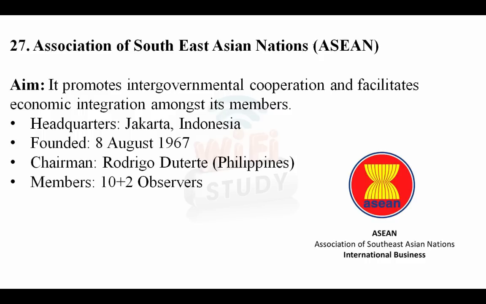That is 79. Now let's see ASEAN, that is the Association of Southeast Asian Nations. What is the aim of this organization? It promotes intergovernmental cooperation and facilitates economic integration among its members. Okay, the headquarters of ASEAN is in Jakarta, Indonesia. It was formed on 8 August 1969. The chairperson is Rodrigo, and the members are 10 plus 2, that means 10 members and 2 observers. Who are the 2 observers? Timor and Papua New Guinea.